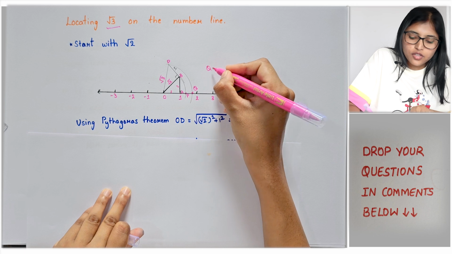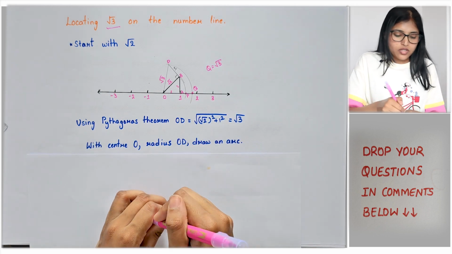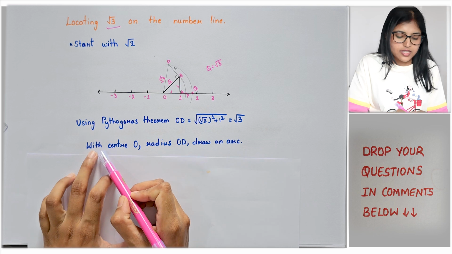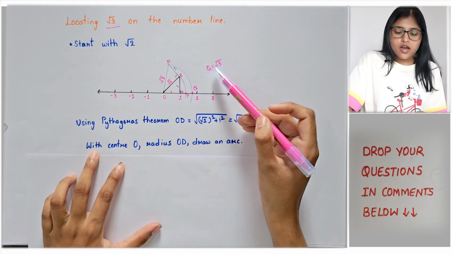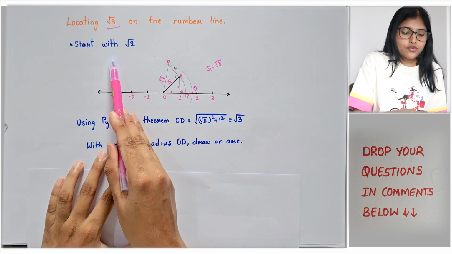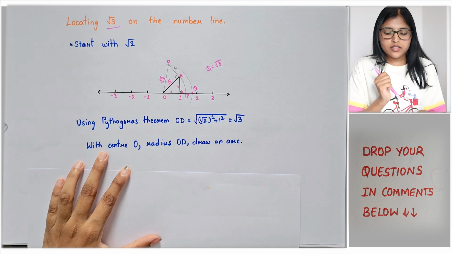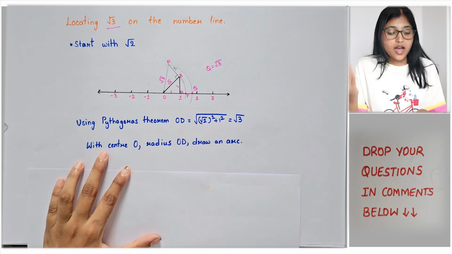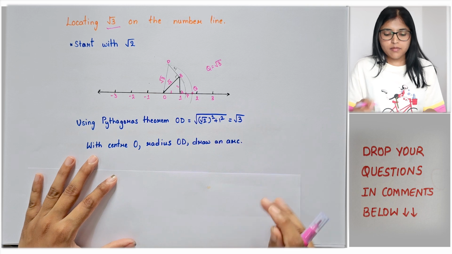So this point Q will be giving us the value of root 3. So what did we do? We took the center as O and radius as OD, and then we drew an arc which will give us the value of root 3. So in order to find root 3, we have started with root 2 and then we repeated the process. So in this way, again you can find the value of irrational numbers on the number line.